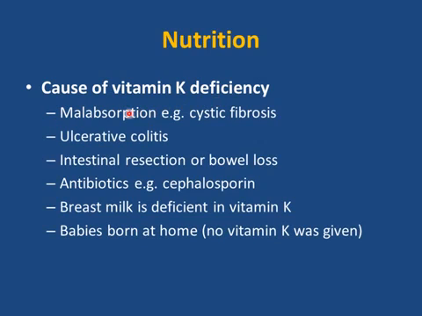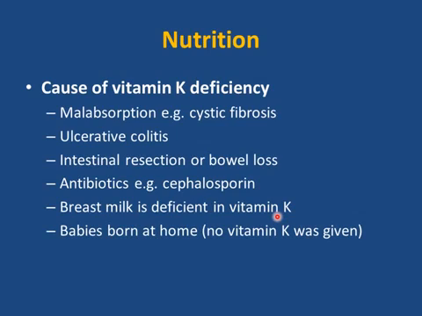Causes of vitamin K deficiency: malabsorption, for example, cystic fibrosis, ulcerative colitis, intestine resection or bowel loss, especially the ileum, and antibiotics, for example, cephalosporin. Breast milk is deficient in vitamin K. Vitamin K also does not cross the placenta, and the baby will depend on the gut flora in order to make vitamin K, which is not ready in the first few days.